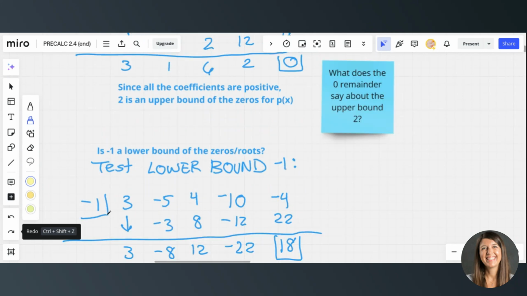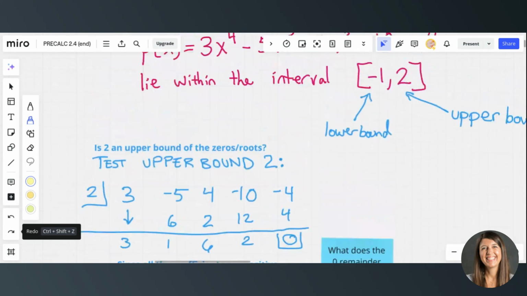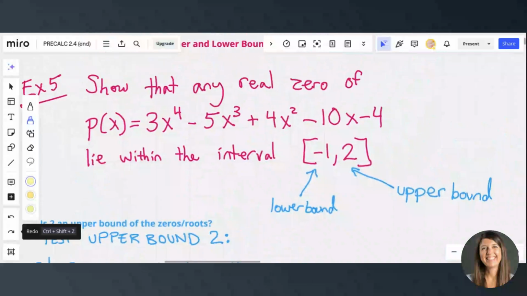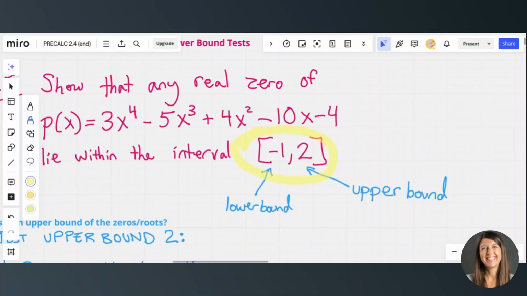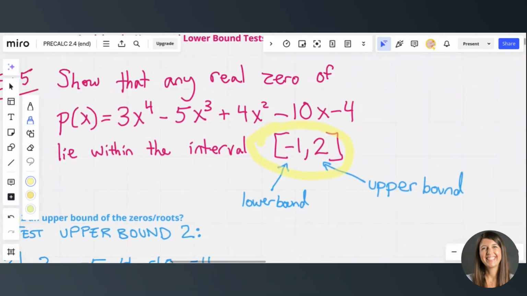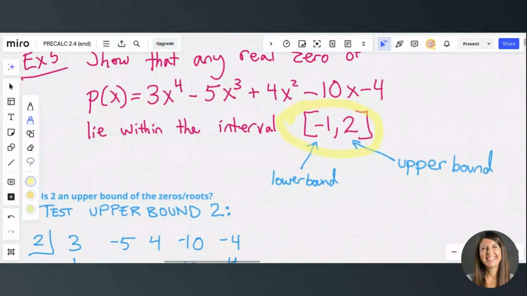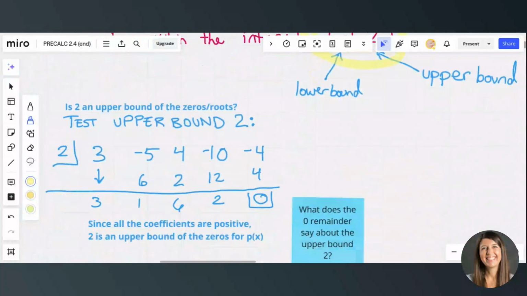So we know that all the roots of p of x are going to fall in this interval, negative 1 to 2, okay? And we know that 2 is also a root. We don't know what the other roots are or how many there are in this interval. We're just testing the upper bound and lower bound.